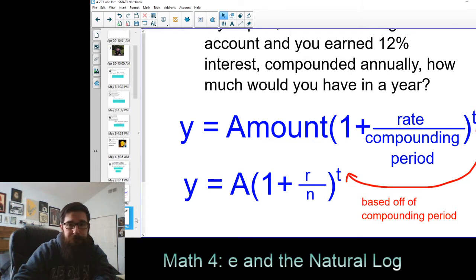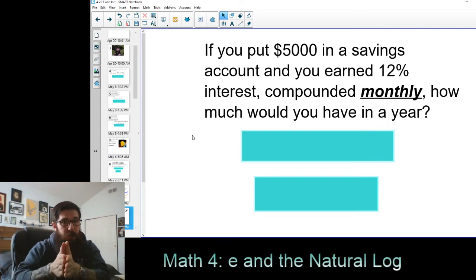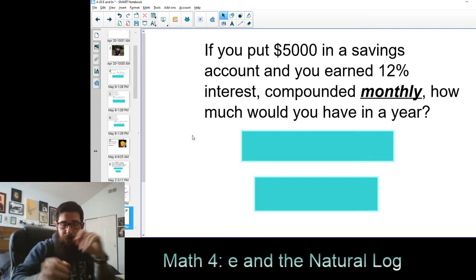So let's actually try it. What would it look like if we took the same context, 5,000, 12% interest, but now we calculate every month? How much would that be in a year?